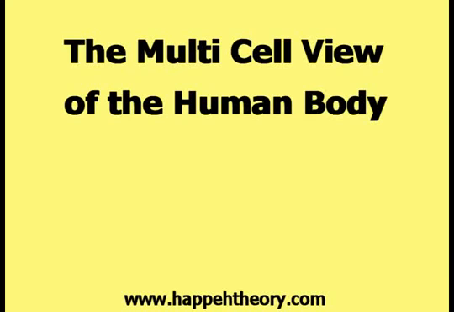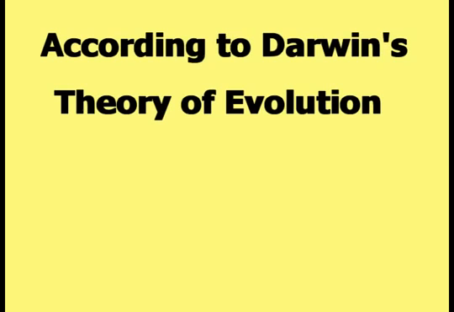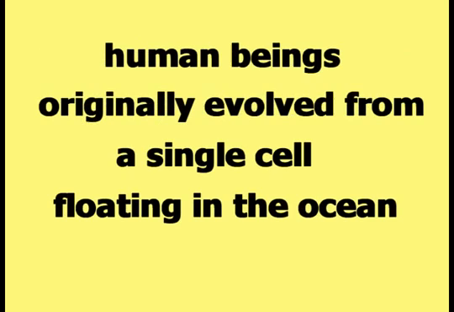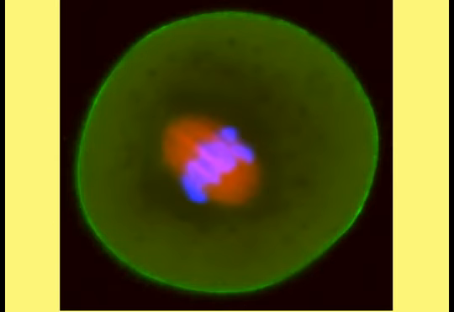This video is about the multi-cell view of the human body. According to Darwin's theory of evolution, human beings originally evolved from a single cell floating in the ocean, similar to the example shown in this picture.